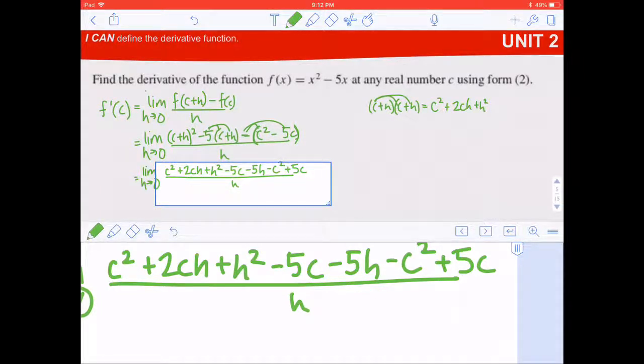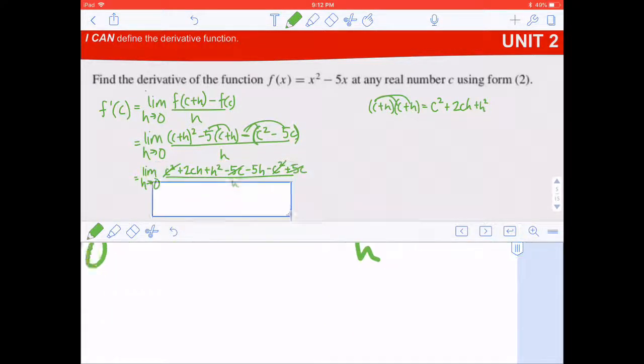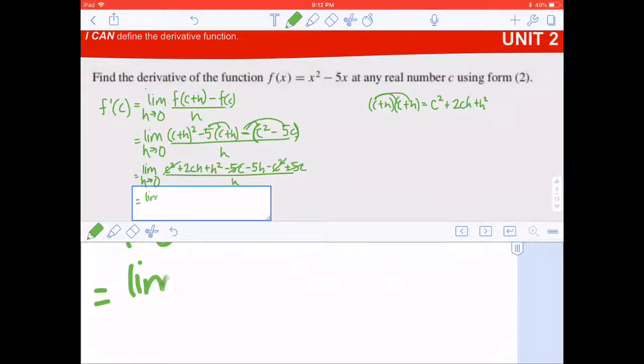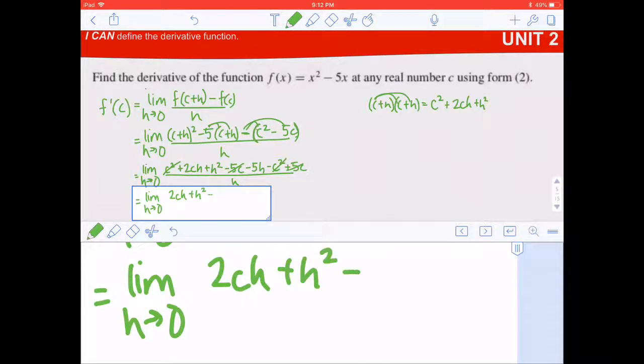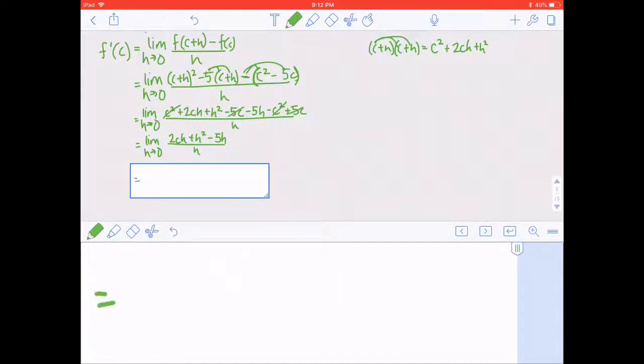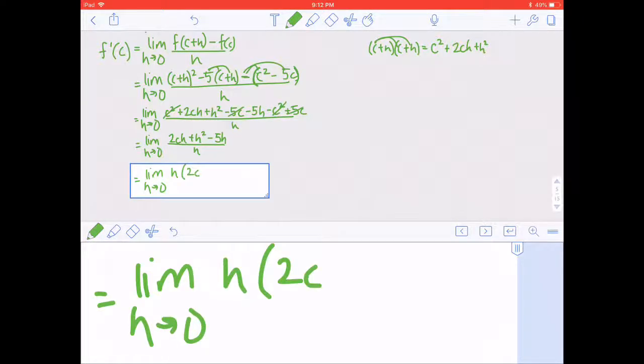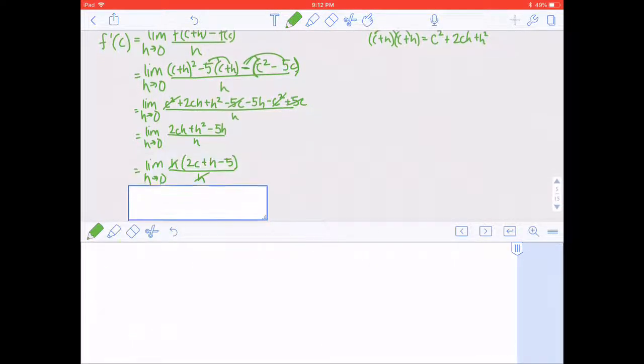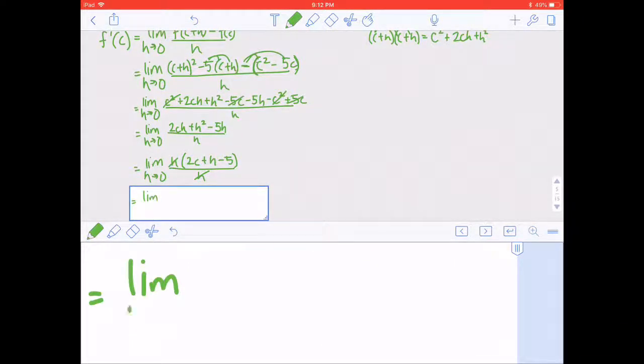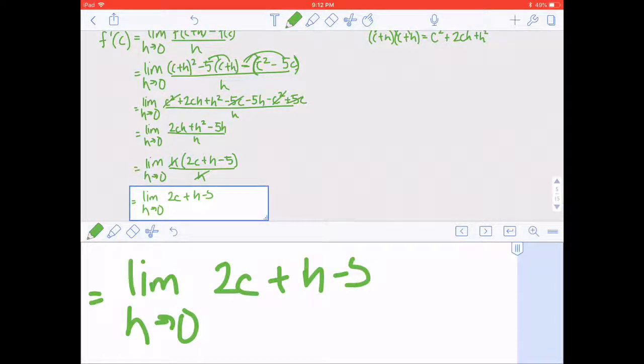From here, we're going to see what are some of the things that are going to cancel. So I'm just canceling out those things. And we're going to simplify 2ch plus h squared minus 5h over h. I see that they all have an h in common, so I can go ahead and factor out that h and cancel it out, leaving us with the limit as h goes to 0, 2c plus h minus 5.